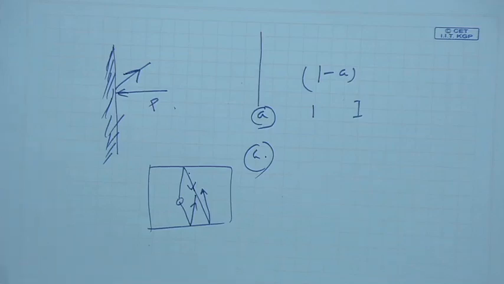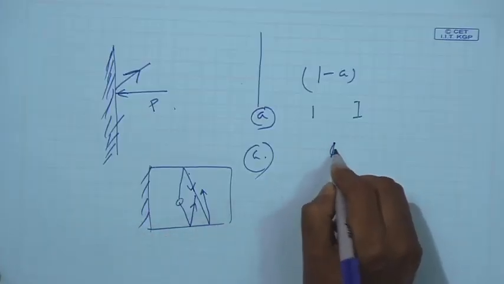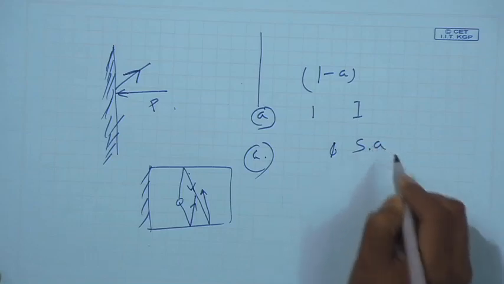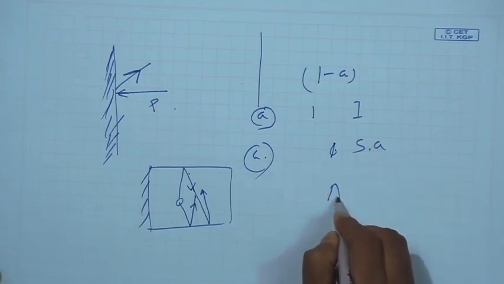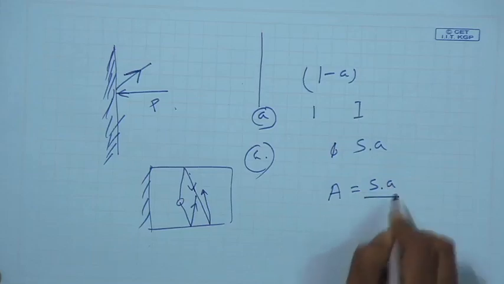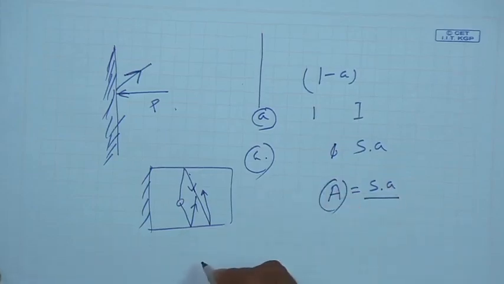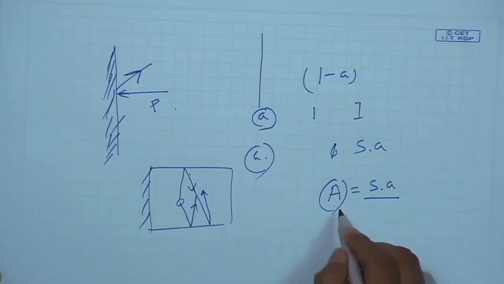So, if the absorption coefficient is A, then the absorptivity of the surface is defined by the area of the surface, let us say S, multiplied by A, and this is called capital A. A is equal to surface area multiplied by absorption coefficient. A is measured in terms of Sabin.